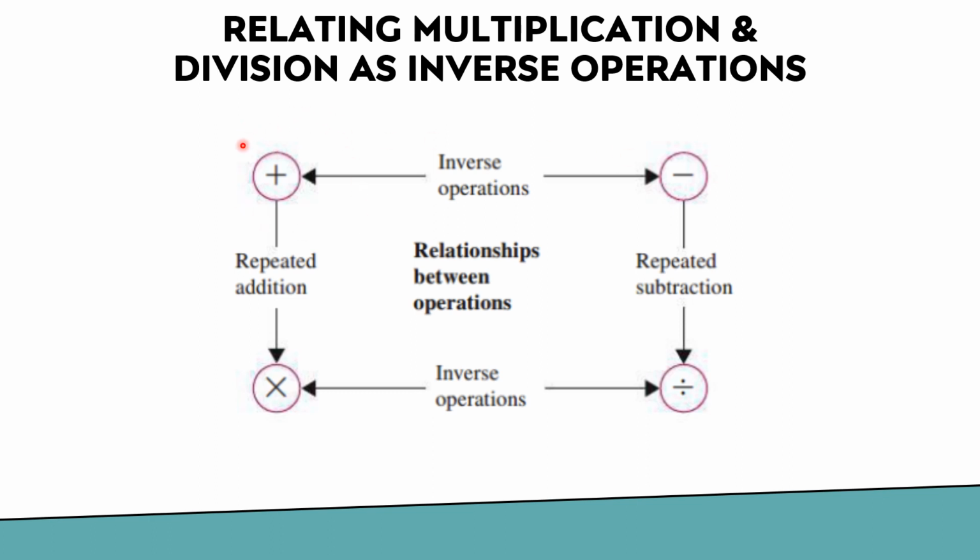All right, so you can see here that addition and subtraction are inverse operations. Down here at the bottom, multiplication and division are inverse operations. And we also learned that there's a connection between addition and multiplication. We said that multiplication is just repeated addition. And we also learned today that division and subtraction are related because division is just repeated subtraction. So all 4 of our main operations are all related.